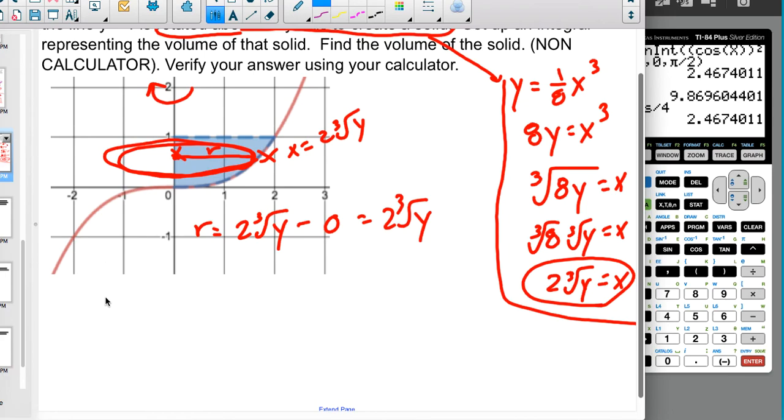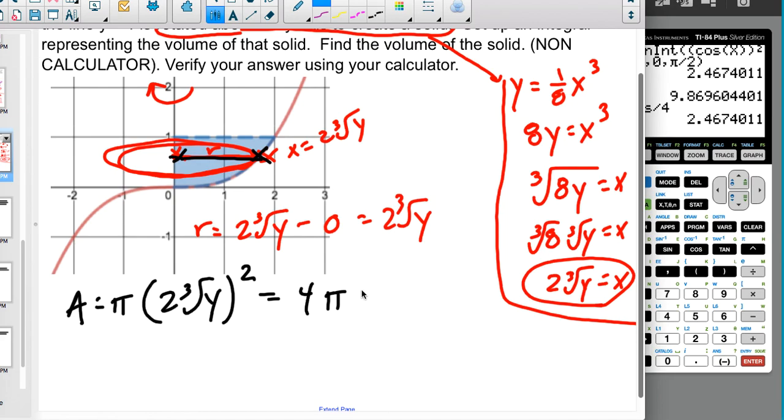But okay, so once I know that that's the radius, I had to solve it in the other direction because I need right minus left, right? I'm going to say, cool, that means the area is pi. And this one you could do as a non-calculator. R squared, which means that I'm going to get 4 pi, and then this is a y to the 2/3, right? That's what the cube root squared is.